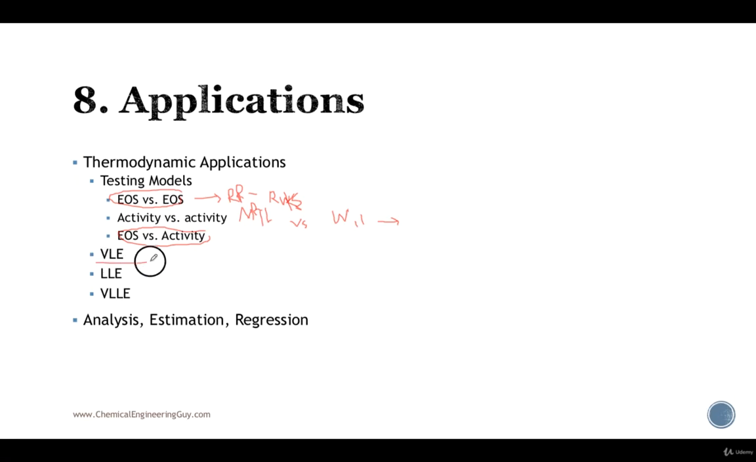Then we're going to study vapor-liquid equilibrium, liquid-liquid equilibrium, and vapor-liquid-liquid equilibrium. This is the typical example where we have water, octanol, and hexane. And then we do more on analysis, estimation, regression, and we review pure substances, we review binary systems, which I would say is the most important part, and then we check out plenty of ternary systems.